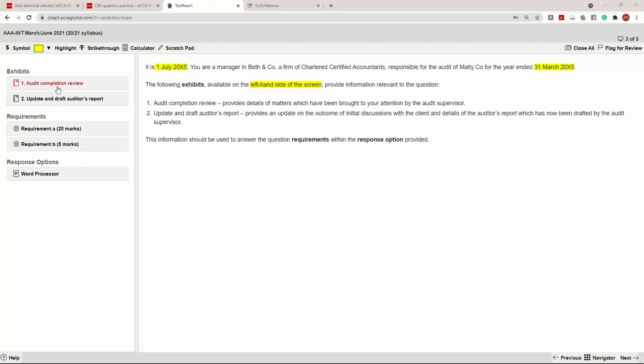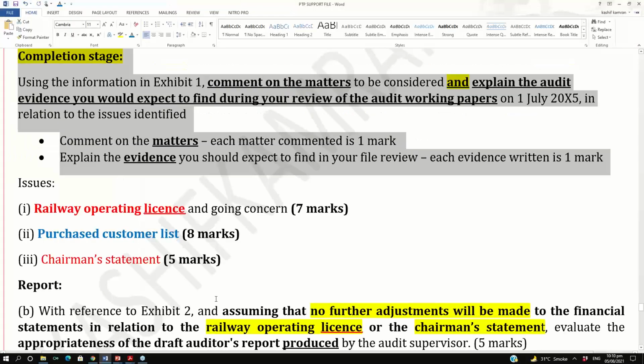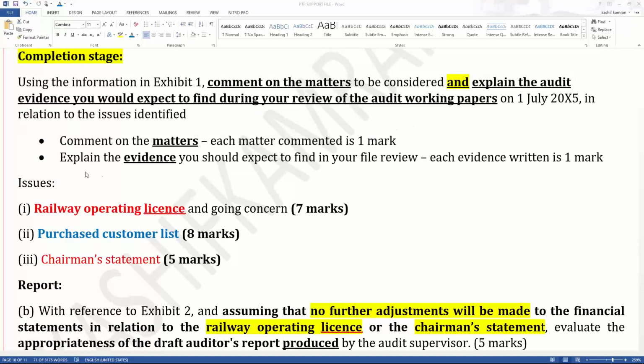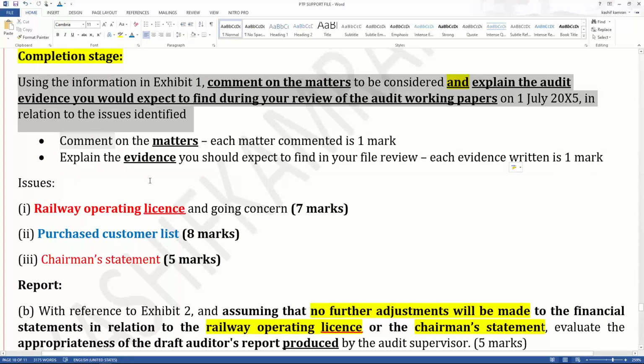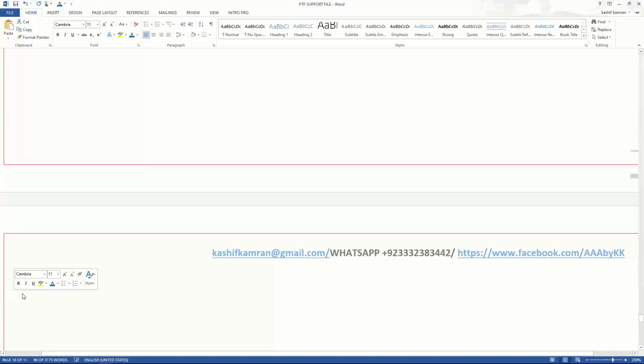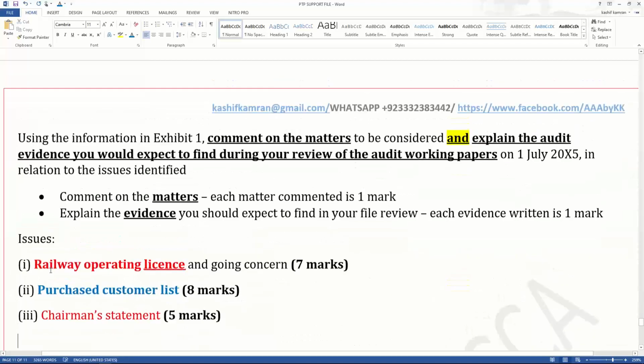The first is a completion review exhibit, and then is the draft audit report. Let's first start with the completion and review exhibit, where the requirement is: comment on the matter and explain the evidence. Now, let's take on the word file quickly. When a question asks you to comment on the matter and explain the evidence, I can just copy that down and we take it on a fresh page here and start the analysis.